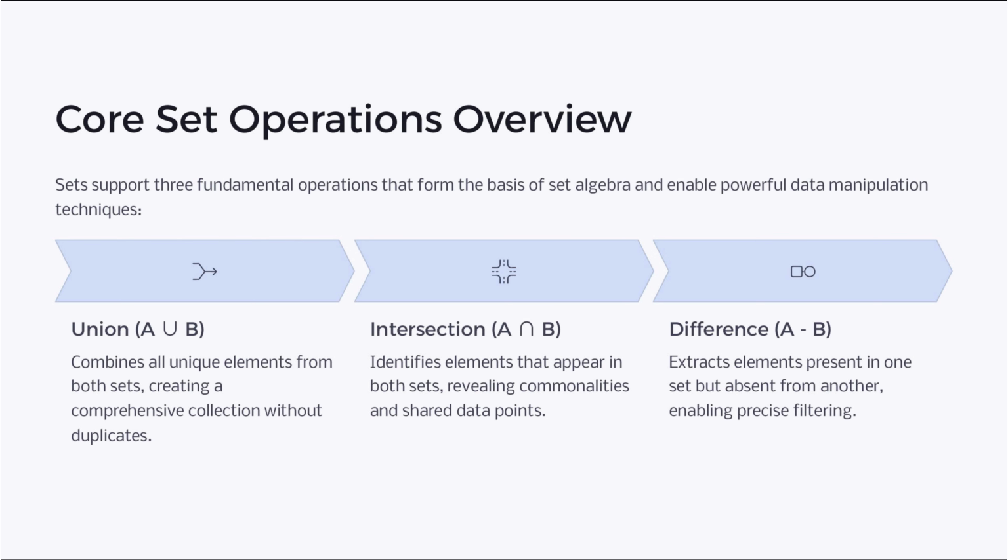Core set operations include union, intersection, and difference. Union combines all unique elements from both sets. Intersection identifies common elements shared by both sets. Difference extracts elements present in one set but not the other, allowing precise data filtering. These operations form the foundation of set algebra, enabling powerful data manipulation.